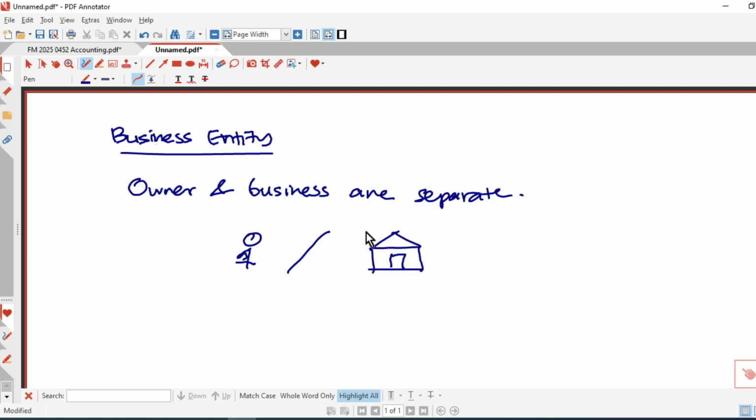So, how do you demonstrate business entity? For example, if I withdraw goods from the business for my own use, what should I do? I should record drawings, right? So I make a record that I owe the business. I record my drawings. So that's an example of business entity.